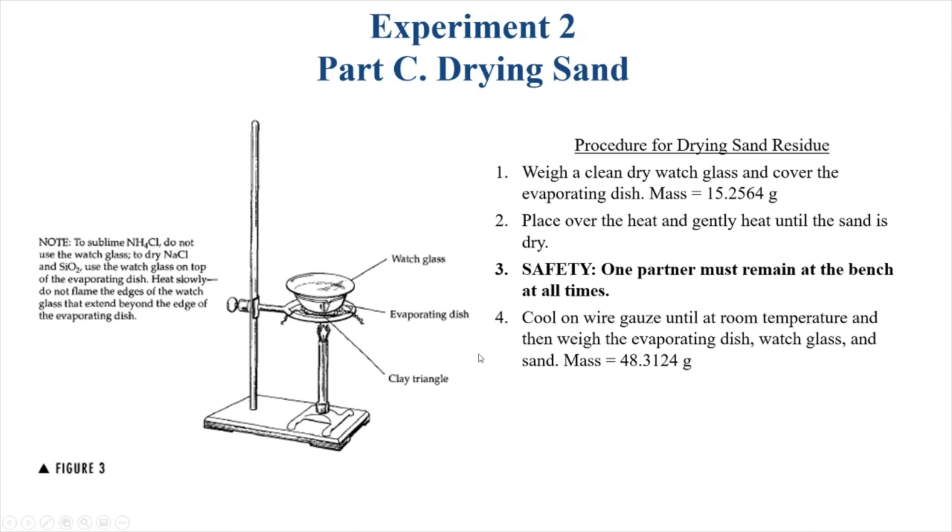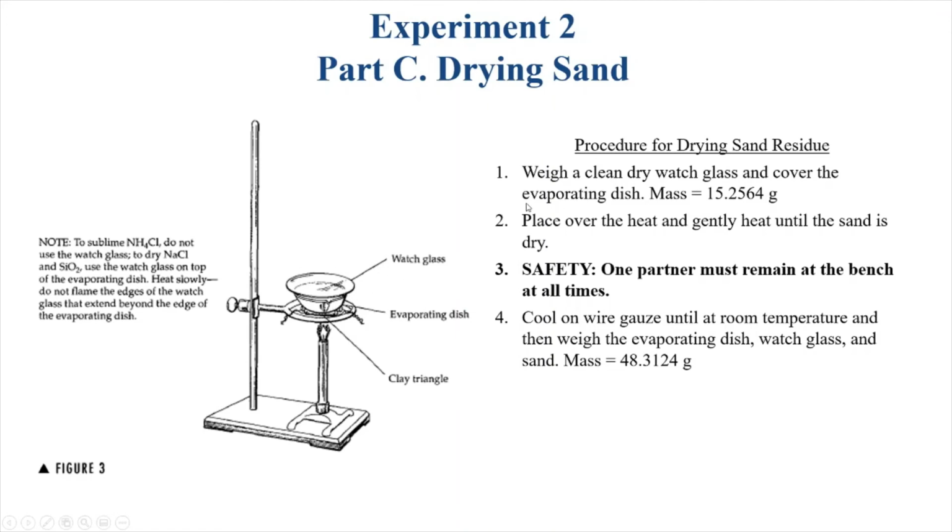Okay, and then the last step is we also have to dry the sand off. There was a little bit of water on the sand that we have to get rid of, or else that water will get counted into our mass. So in this case, we're going to set up our original setup. We're going to have our evaporating dish, clay triangle, and our Bunsen burner. And then this time we are going to cover it with a watch glass.